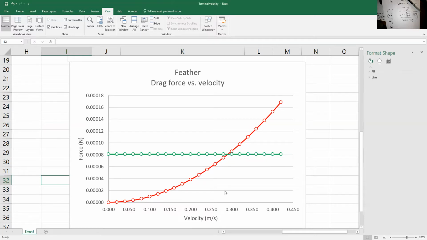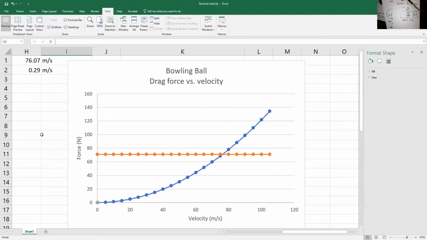Oh, and look, it crosses right before 0.30. How cool. That matches. And that's the same equation that we derived: 2 times the weight of the feather divided by the product of rho CDA, and take the square root of all that. So 2 different ways to get to the same concept.